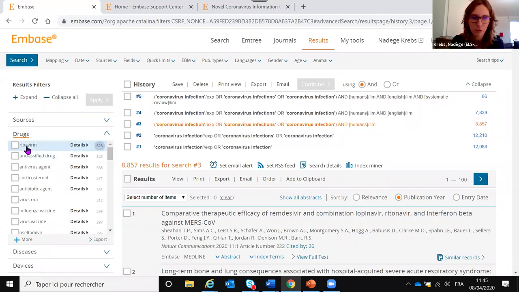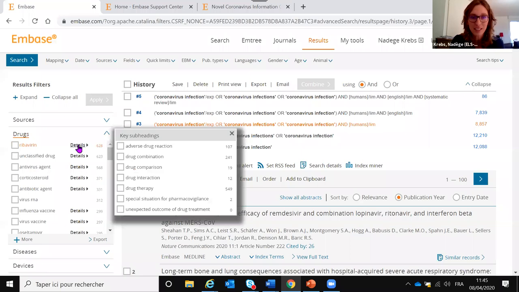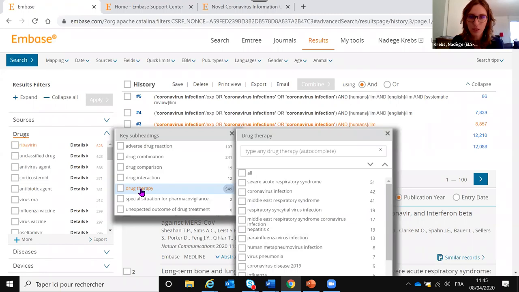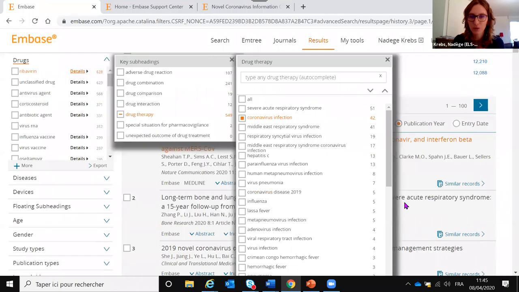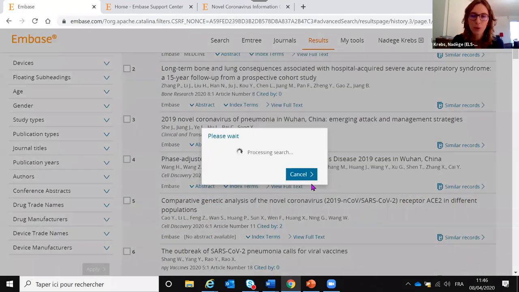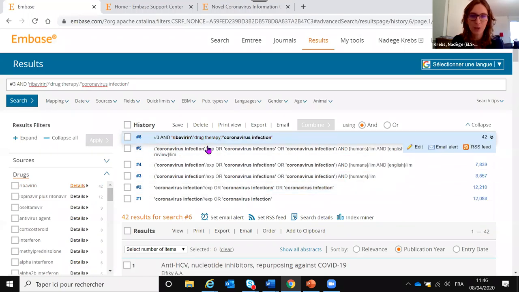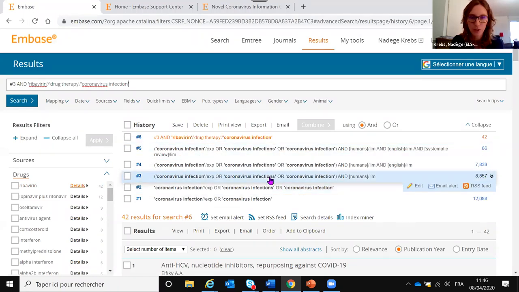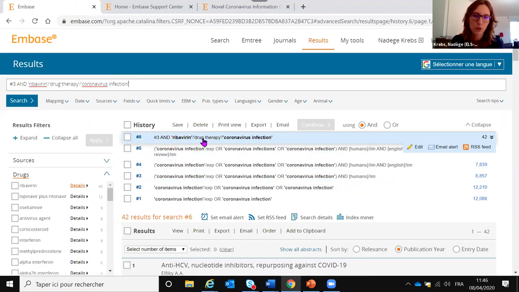So I see, okay, it looks like ribavirin is one of the first drugs or the most mentioned drugs. And if I click on details, then I can see, okay, it was mentioned with adverse drug reactions, also drug combination, drug comparison, and drug therapy. Aha, if I click on this one, then I will see it was a drug therapy to coronavirus infection. So if I click on this one and I scroll down and I say apply, it will pull me the 42 articles that talk about coronavirus infections on humans and where ribavirin was used as a drug therapy to coronavirus infection. So here I get 42 articles.